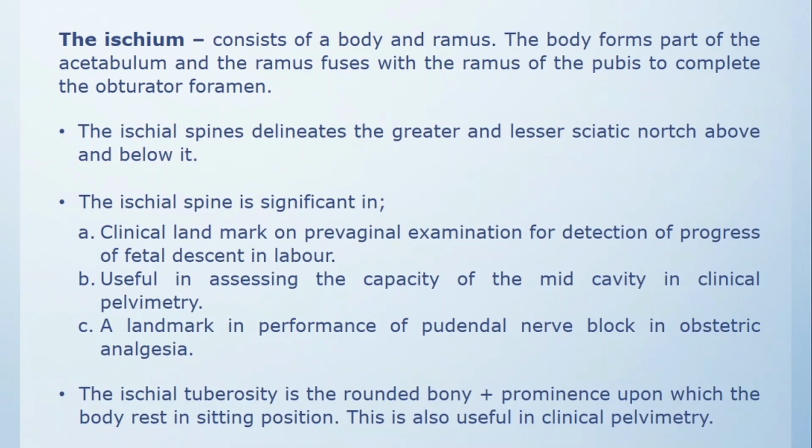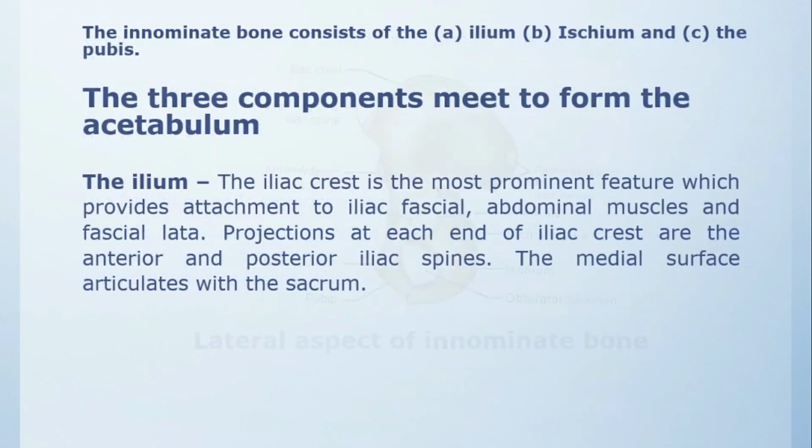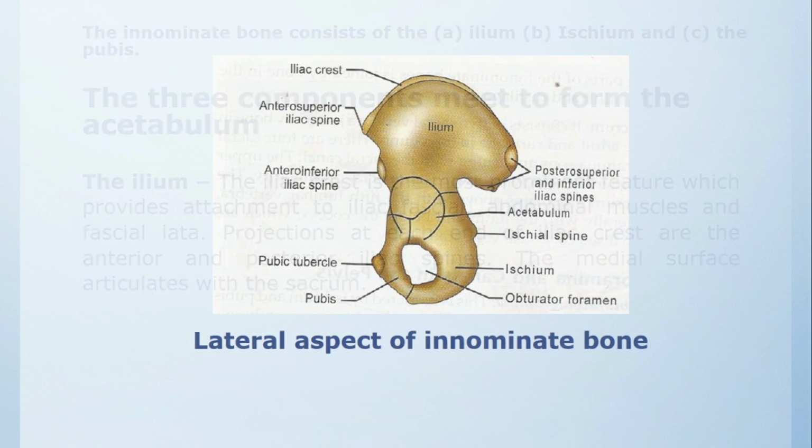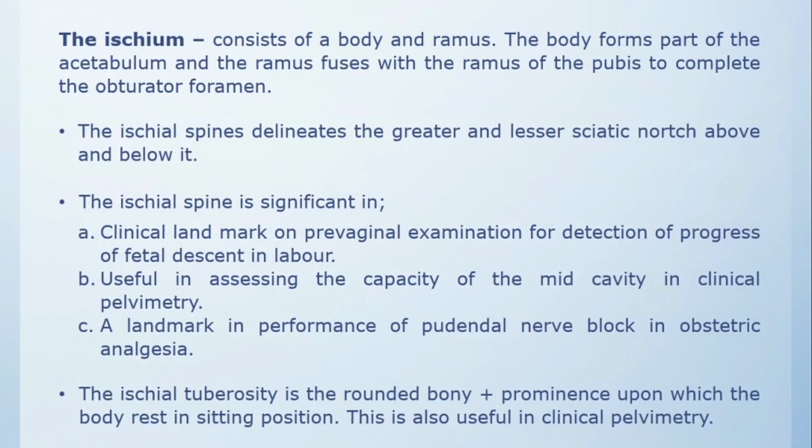Now the ischium. This is the ischium. The ischium consists of a body and a ramus. The body forms part of the acetabulum, and the ramus fuses with the ramus of the pubis to complete the obturator foramen.